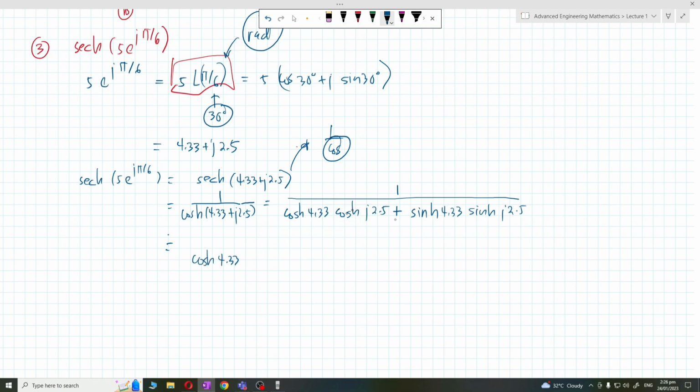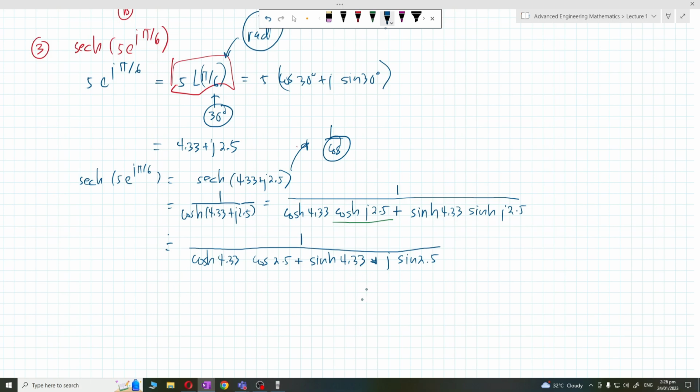Itong cosine hyperbolic of j 2.5, pag hyperbolic magiging trigo. Ayan, magiging cosine of 2.5. Then, plus, sine hyperbolic of 4.33. Yung sine hyperbolic of j 2.5 magiging trigo na with a j na sa labas. So, j sine of 2.5. Yan. Then, 1 over.